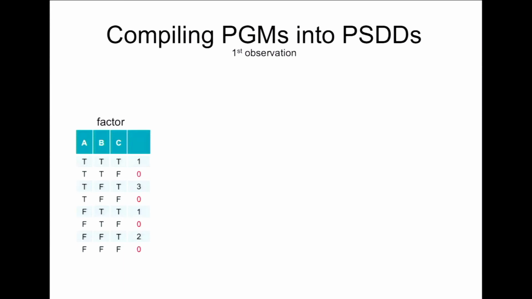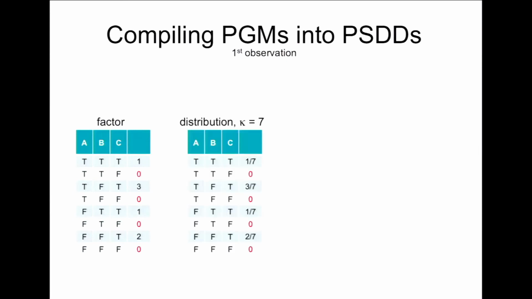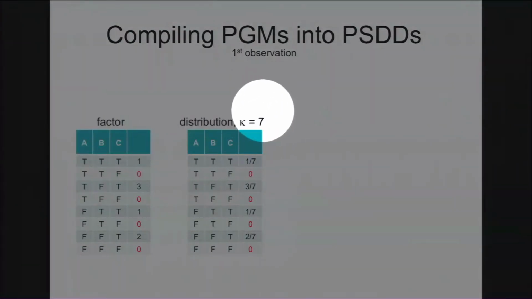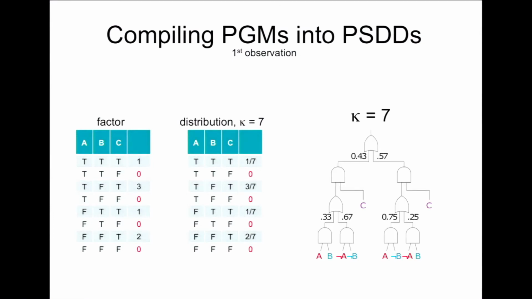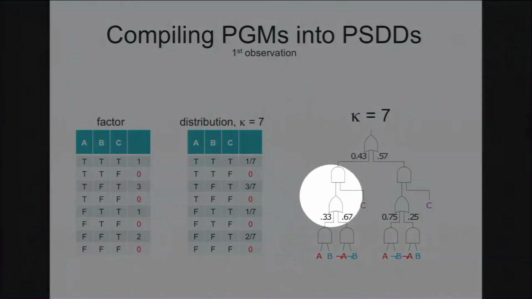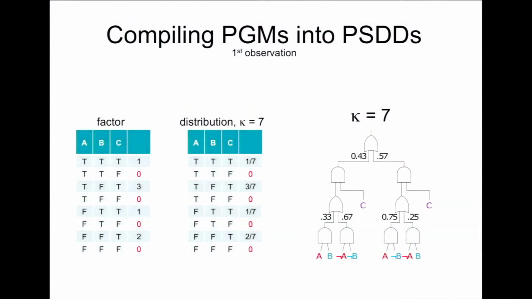First observation. Here's a factor. A factor is not a distribution, right? These circuits represent distributions. So here's the first observation. You can think of a factor as a distribution plus a number, correct? You add up all of these numbers, you get a 7, right? So if you normalize, you get a distribution, but you keep the number 7 around, so you can recover the factor back, correct? Okay, so now what I'm going to do is I'm going to use these circuits to represent factors, but I have to keep a number with them. So a PSDD distribution and the number. That's a factor, okay? Simple observation.